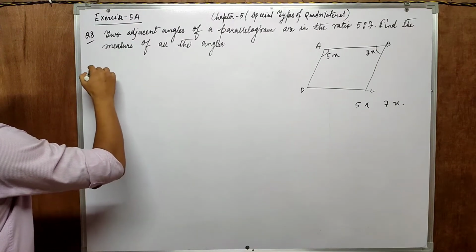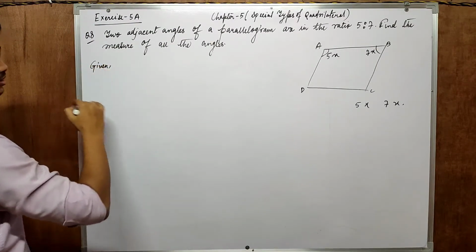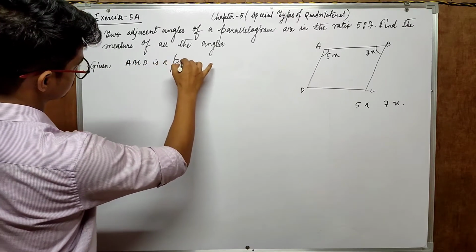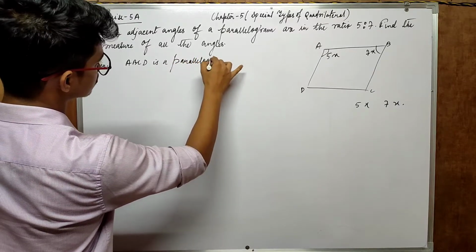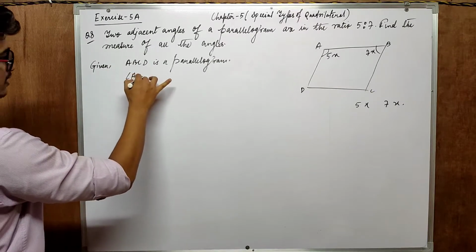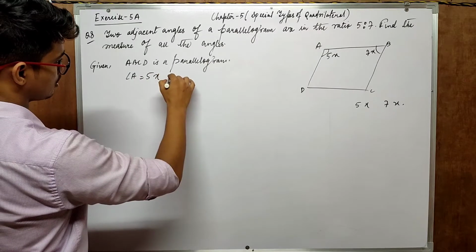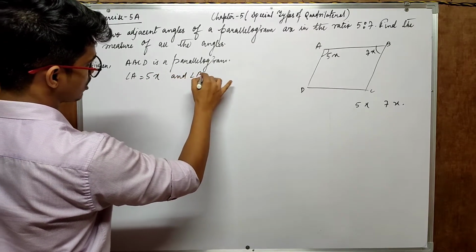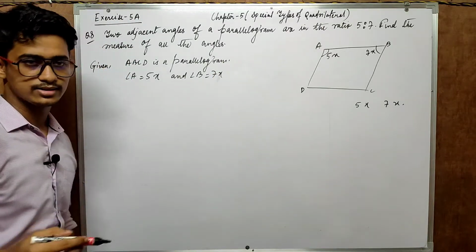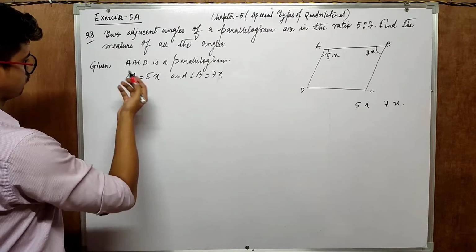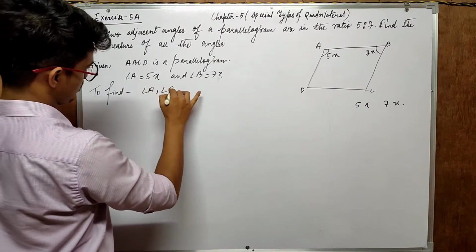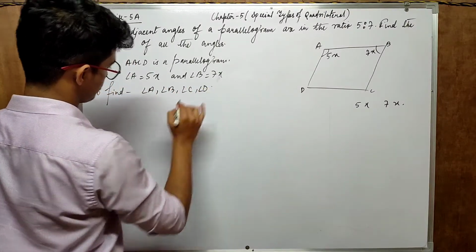Let's just find out. Given: ABCD is a parallelogram, angle A equal to 5x and angle B equal to 7x. To find: angle A, angle B, angle C, angle D. Solution.